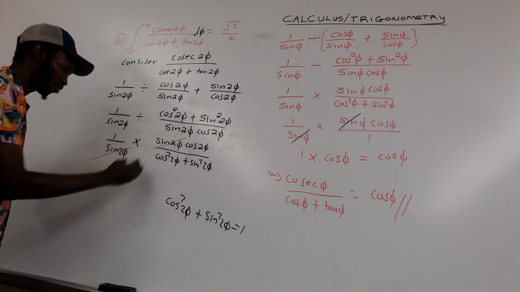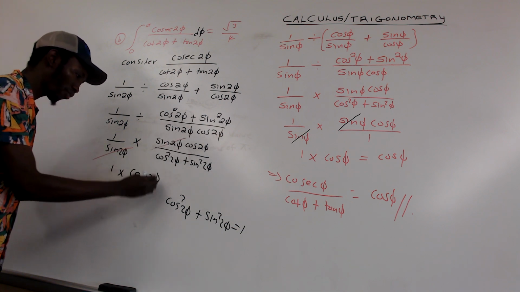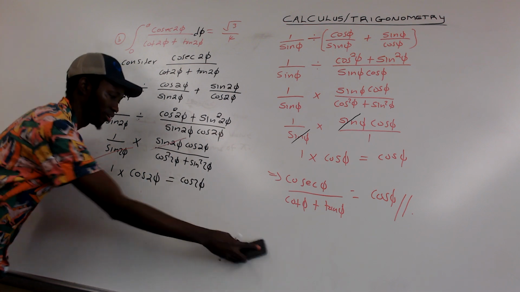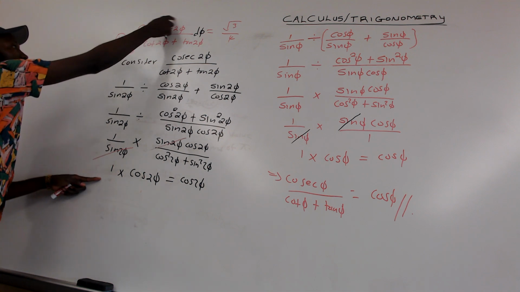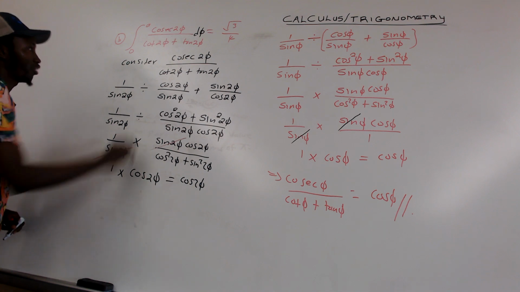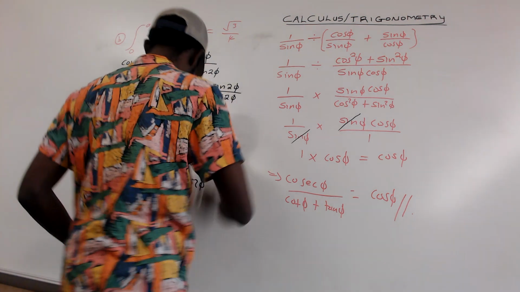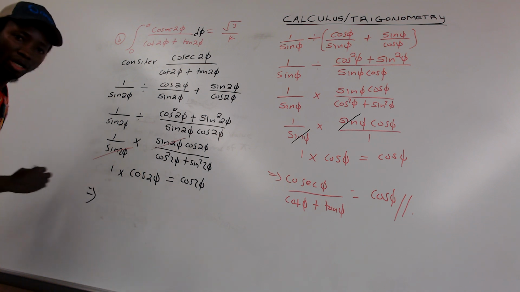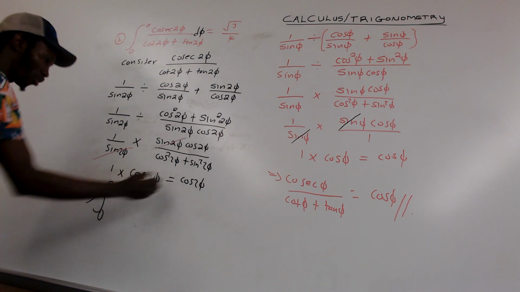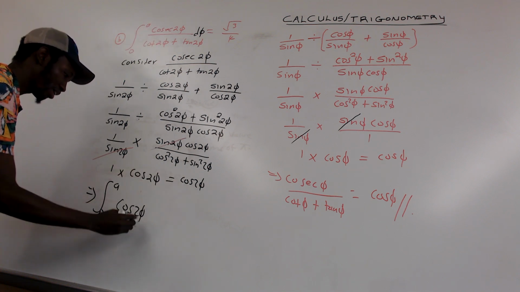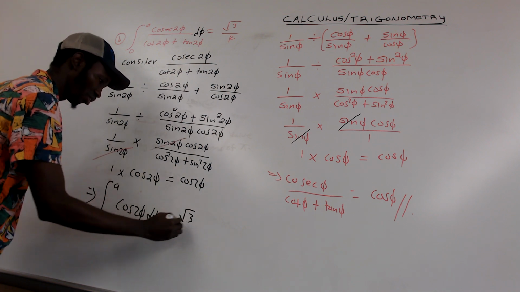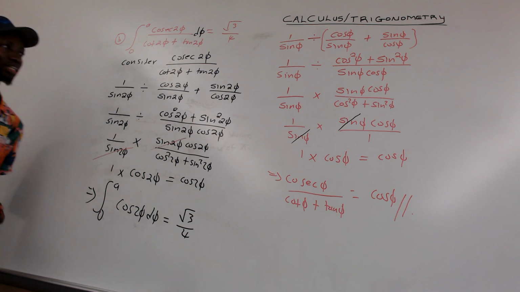So the whole of this value is going to be cos 2 phi, because 1 times cos 2 phi equals cos 2 phi. You see? So this whole value has been broken down to cos 2 phi. So if we integrate this now, this integral has become the integral of cos 2 phi d phi, equals root 3 all over 4. So it has been simplified, you see.